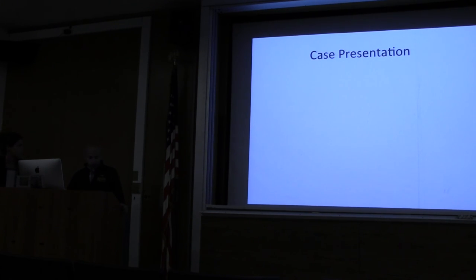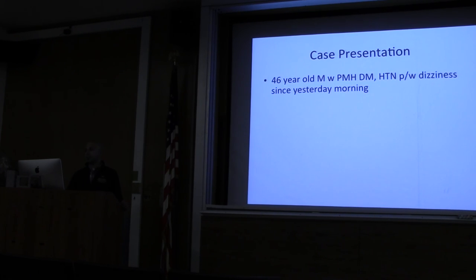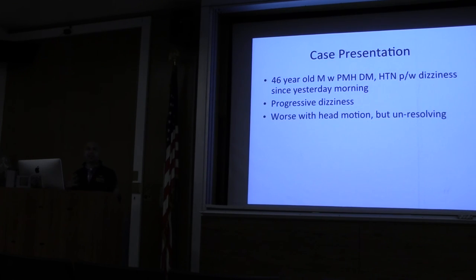There's a 46-year-old gentleman with a history of diabetes, hypertension. He's coming in with dizziness since yesterday morning. It's been progressive, but it's never really abated. He notices that when he moves his head, it feels worse, but never fully goes away.